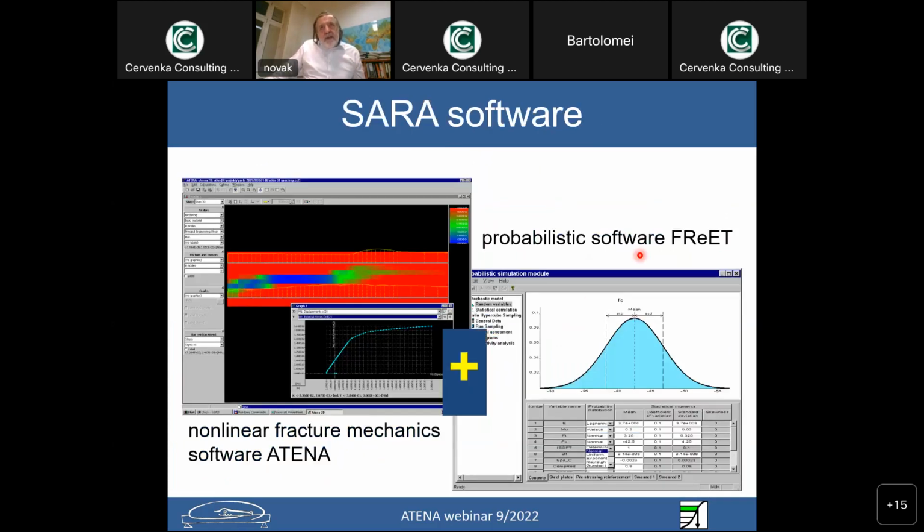This probabilistic engine, as I mentioned, FReET, is combined with ATENA software under the so-called SARA environment, which is an acronym for structure analysis and reliability assessment software. And then this interface is out of the print. But my task now is to explain the basics of the software FReET.